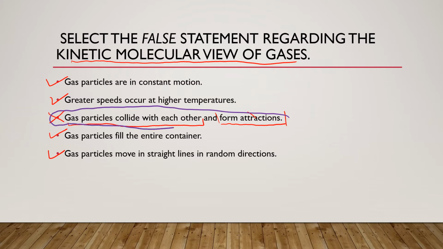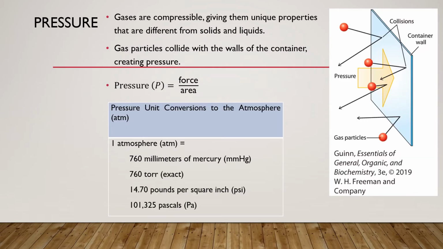Gas particles do not have any significant amount of attractions with each other. So as we learned, the pressure of a gas is equal to the force exerted by the particles of the gas when they are hitting the walls of the container per unit area. So pressure is equal to force per unit area.